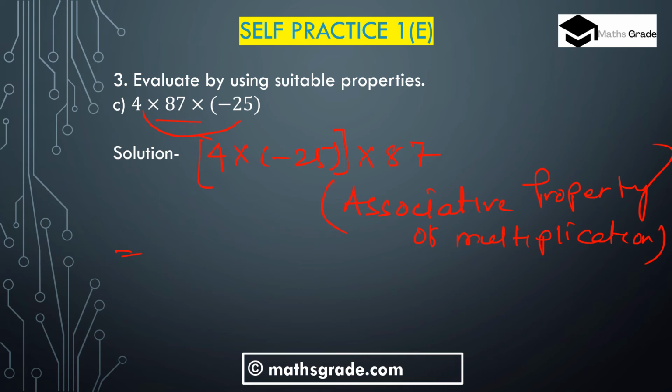Now 4 multiplied with 25 is 100, and plus multiplied with minus is minus. Minus 100 multiplied with 87, and 100 multiplied with 87 is 8700, and minus multiplied with plus is minus. So minus 8700. So 4 multiplied with 87 multiplied with minus 25 is minus 8700, and this property is known as the associative property of multiplication.